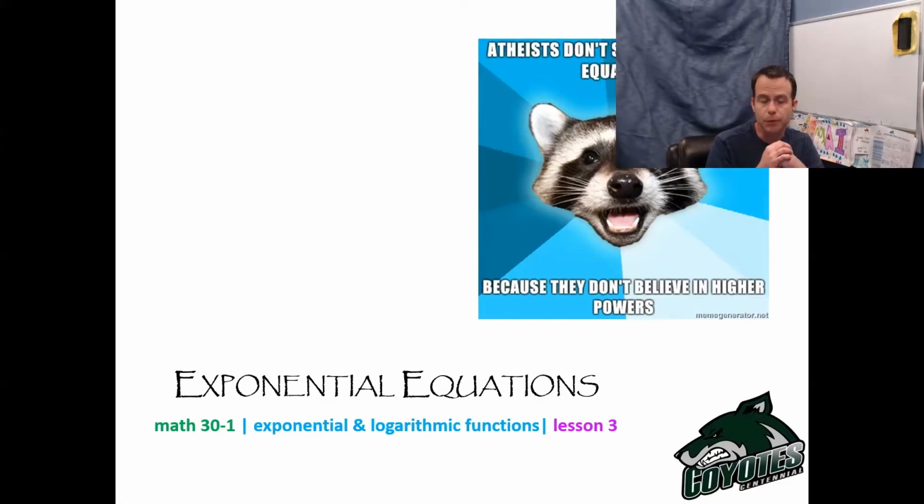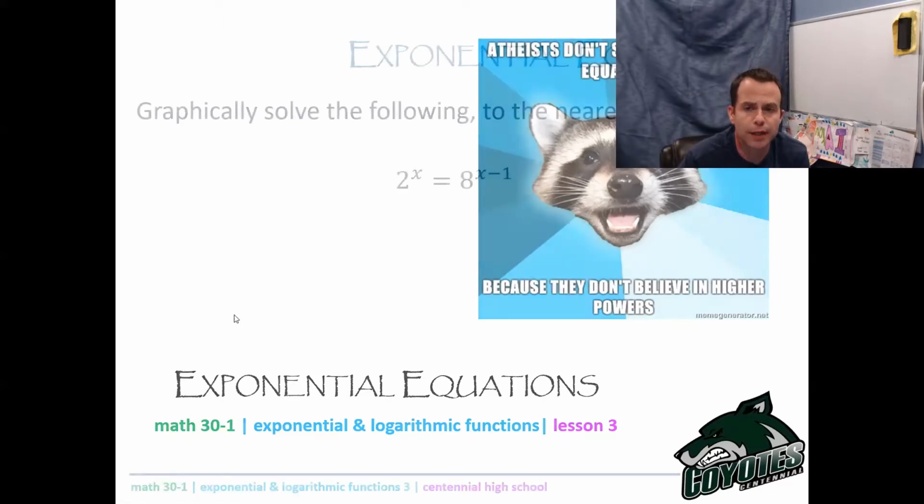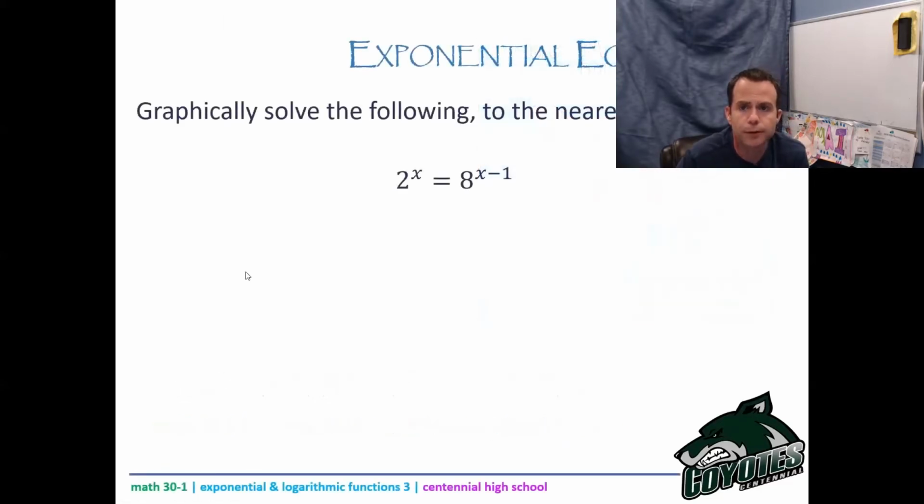So today is going to be all about shifting or rearranging the equation so that the bases are the same, okay? Now, before we get into that, let's review how I might want to do that graphically first. So this first question here is graphically solve the following: 2 to the x equals 8 to the x minus 1.